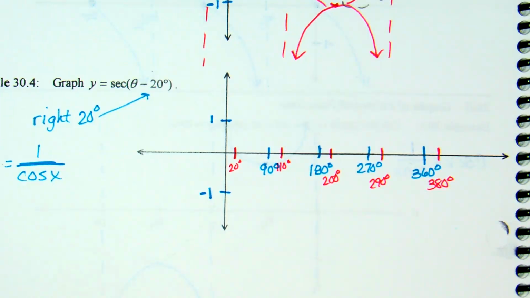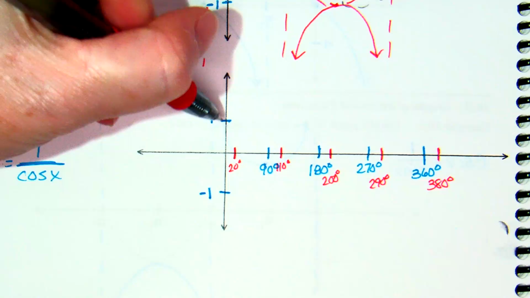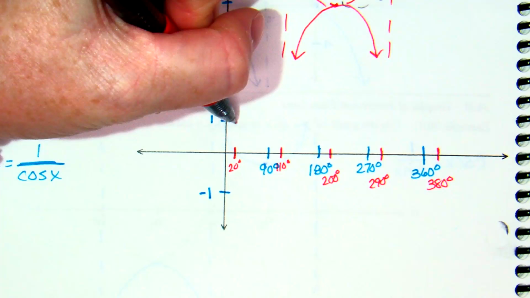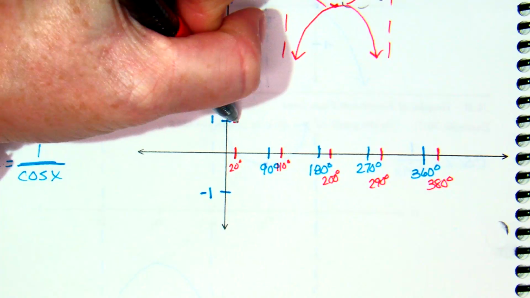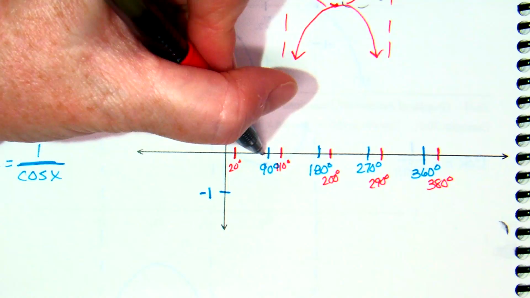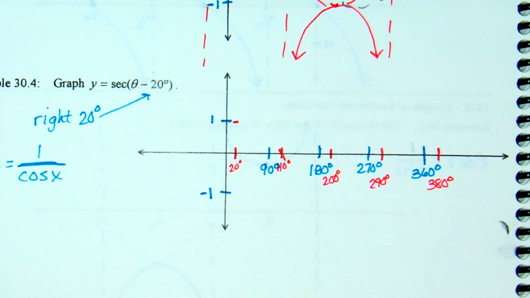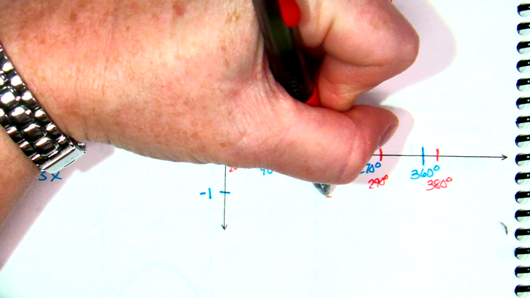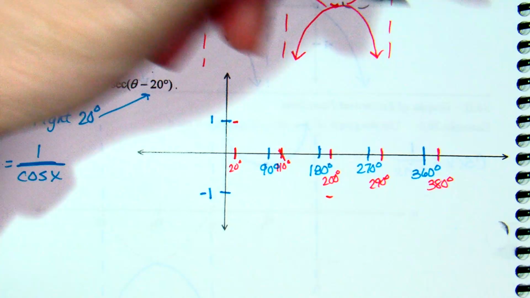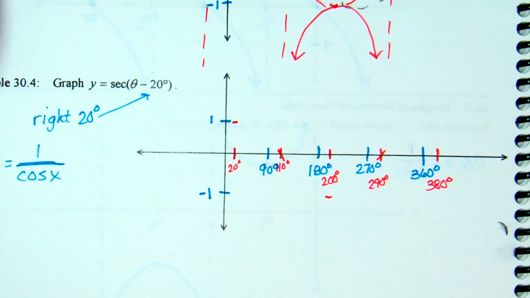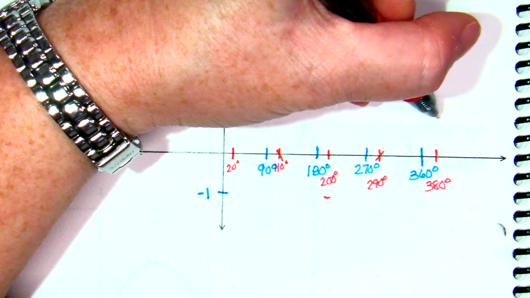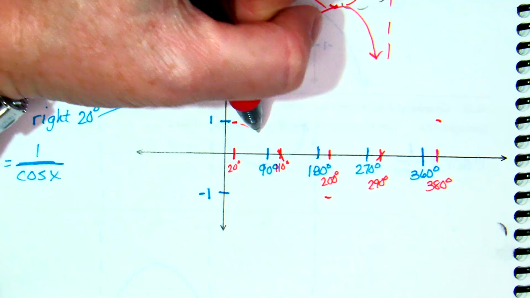So normally I would start at 0, 1. Instead, I'm going to start at 0, 20. How's that? Normally I would cut through 90. Instead, I'm cutting through 110. Normally I would have a minimum under 180. Now my min is under 200. Normally I would cut through 270. Cutting through 290. Normally I would have a max above 360. Now it's above 380. Does that work for you guys?